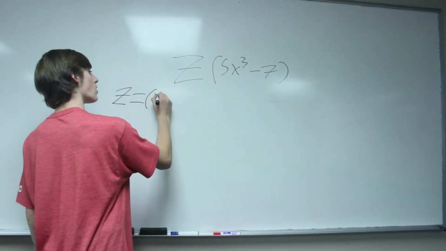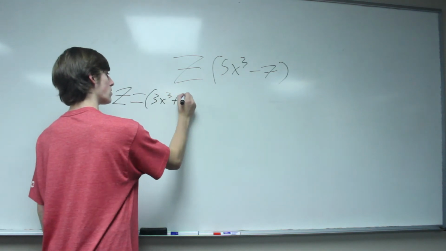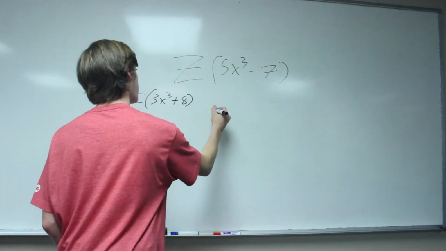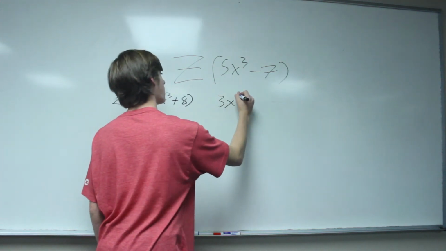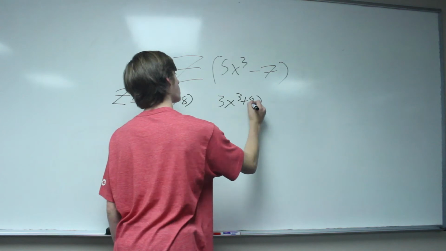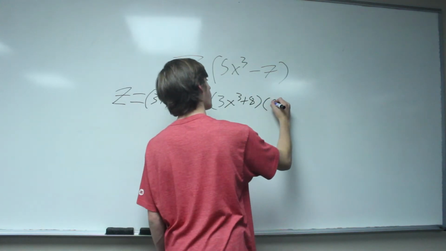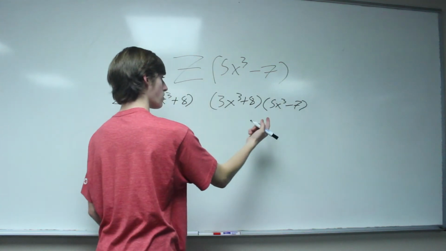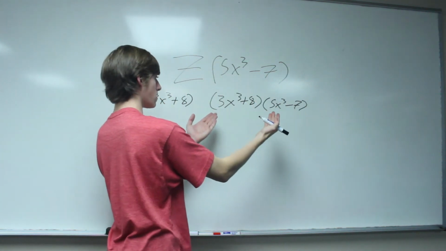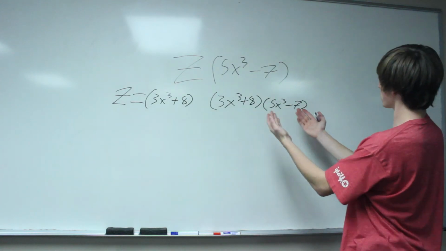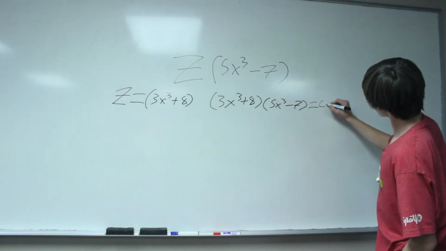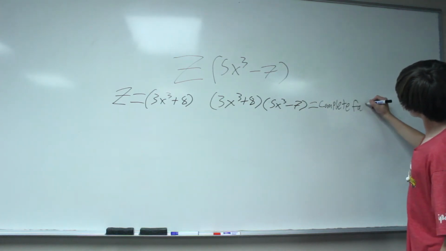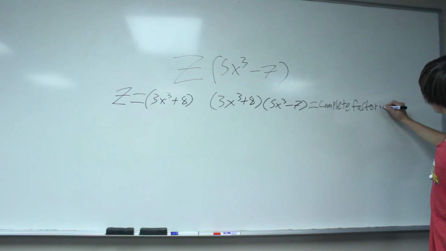Now if you'll remember, z actually equals 3x cubed plus 8. This is where we're going to substitute for z. So we'll write it as 3x cubed plus 8 in parentheses times 5x cubed minus 7 in parentheses. And this, ladies and gentlemen, is the complete factorization of 15x to the 6th plus 19x cubed minus 56.